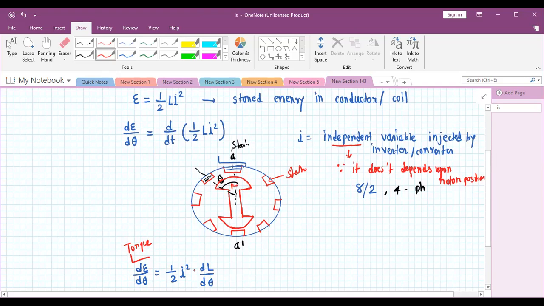So torque is directly proportional to I square, and it depends upon dL by d theta. So I can say that the torque is proportional to dL by d theta. And what is dL by d theta? It is the change in inductance with respect to the position of the rotor. Change in inductance due to the rotor position.